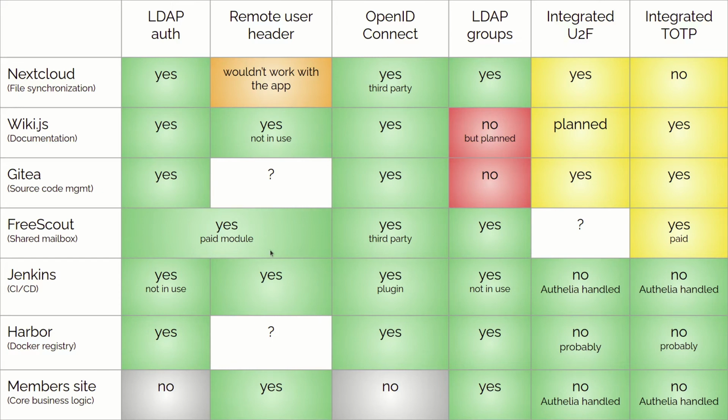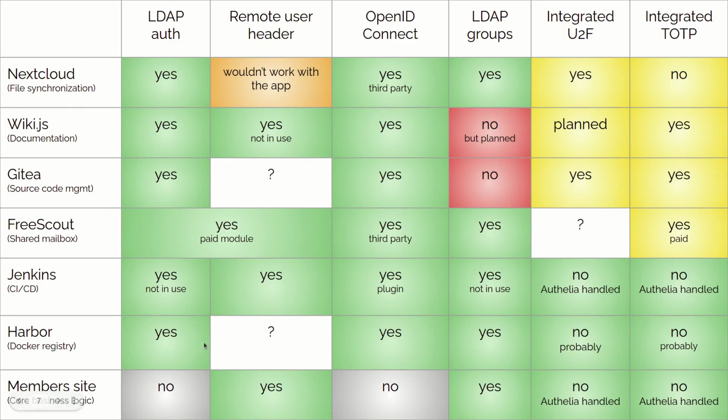Now, one of the other issues with Authelia is that it will break your mobile apps. If we would do remote user header-based authentication with Authelia, that will probably break the Nextcloud app. We have already broken FreeScout because we do use remote user header authentication for FreeScout, but I'm pretty sure that now the app doesn't work anymore.